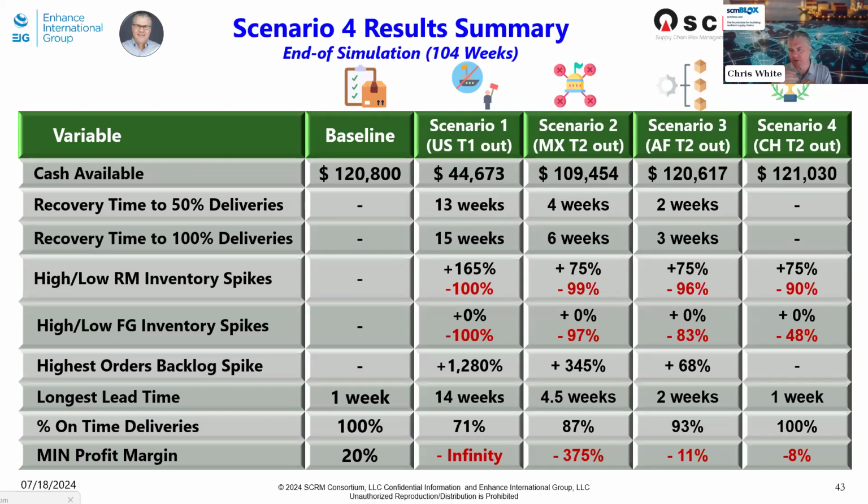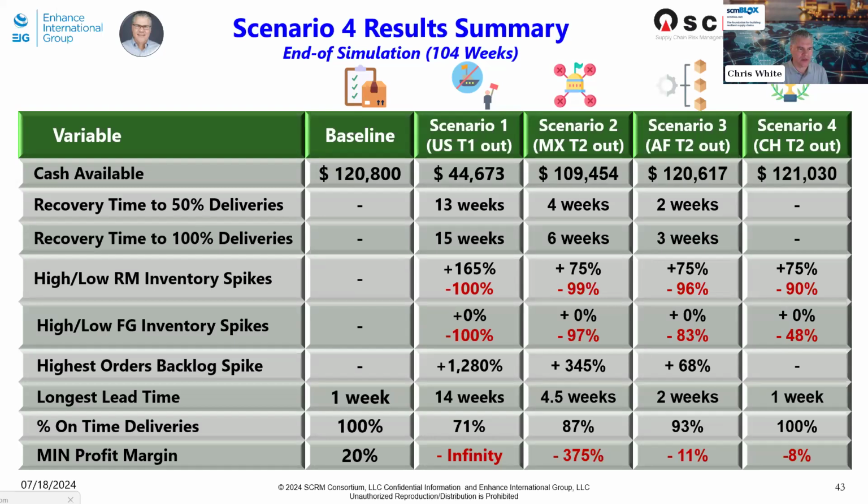Same with the finished goods. The negative is only negative 48%. We don't experience a backlog in orders because we're delivering all the time. We still have a 1 week lead time, make all our deliveries on time. We do, thanks to all that fluctuation. At one point, we've got a negative 8% profit margin.